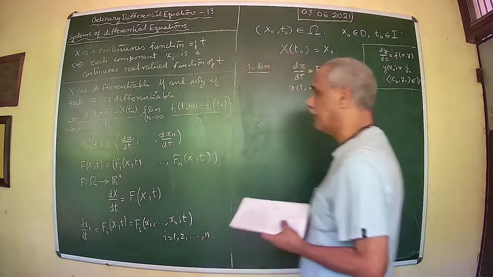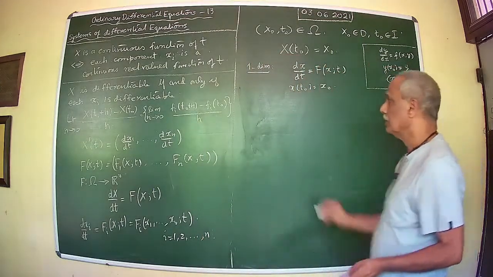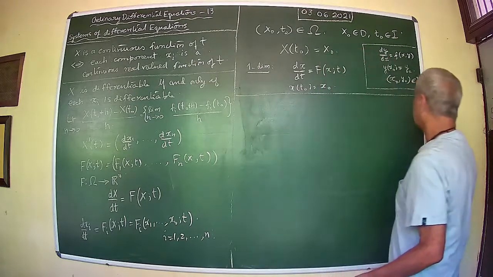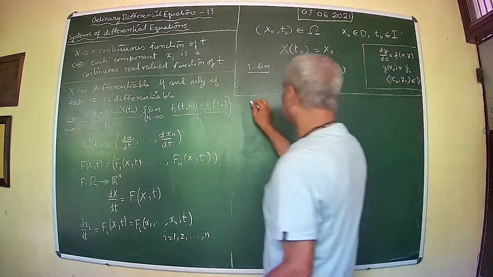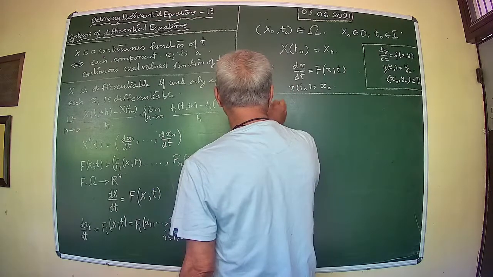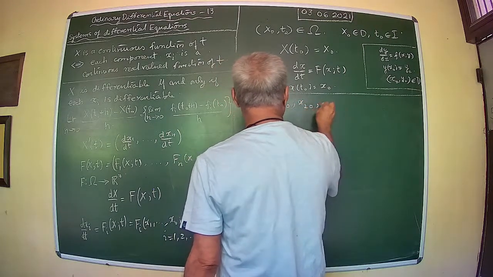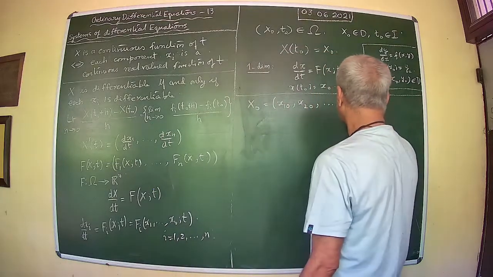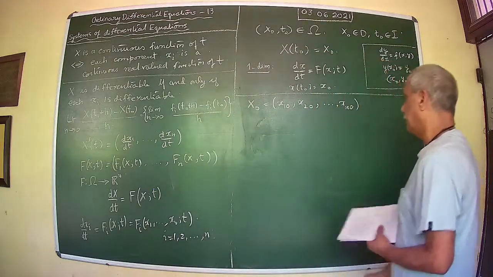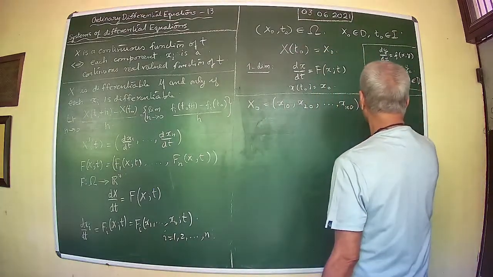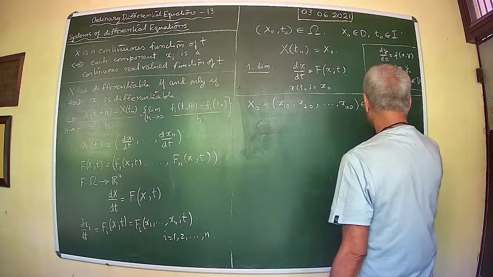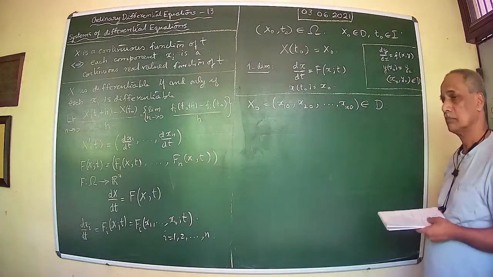This is the initial value problem that we look at. Now we can write x naught, that's a fixed point belonging to D.